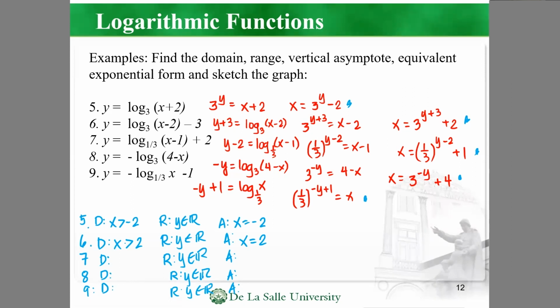Okay, number 7, what is the domain? X is greater than 1. What is the asymptote? X is equal to 1. Very good. Number 8, what is the domain? X is less than 4. Very good. X is equal to 4. Okay. Next, please. Number 9. Domain is greater than 0 because x is equal to 0.